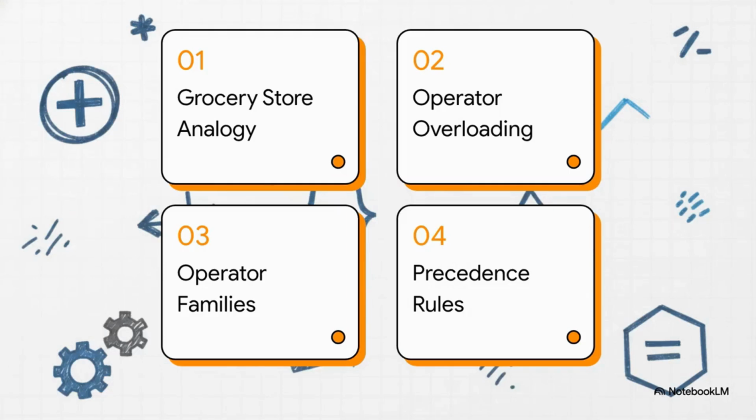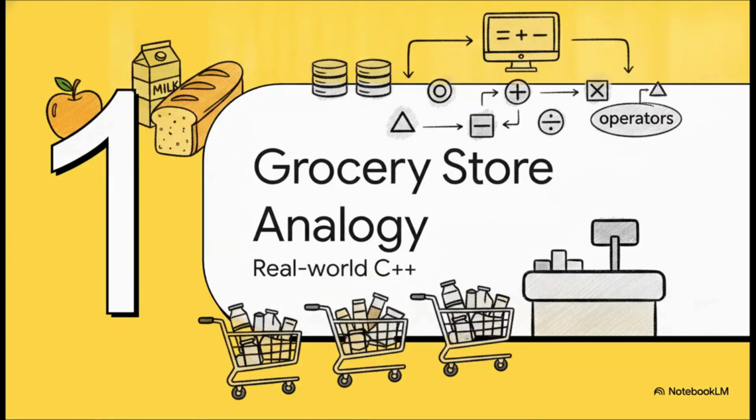Okay, let's dive into this. Here is our roadmap for today. 1. The grocery store analogy. 2. Operator overloading. 3. The 6 major operator families. And 4. Precedence and associativity rules. Starting right off with Section 1, the grocery store analogy.